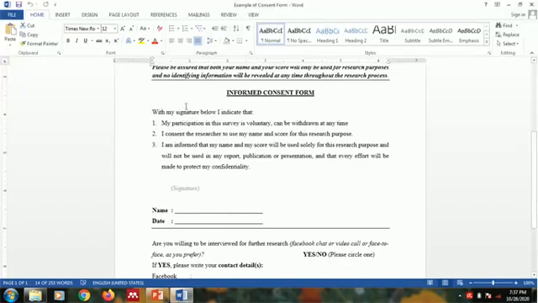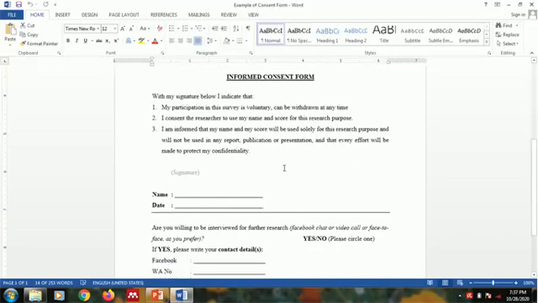With my signature below, I indicate that first, my participation in this survey is voluntary, can be withdrawn at any time. Number 2, and so on. Number 3, so on and so forth. If you read carefully the contents of this informed consent form, you will see that actually these items are the manifestation of the principles of research ethics.